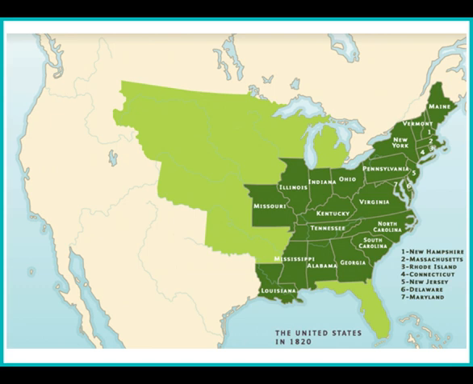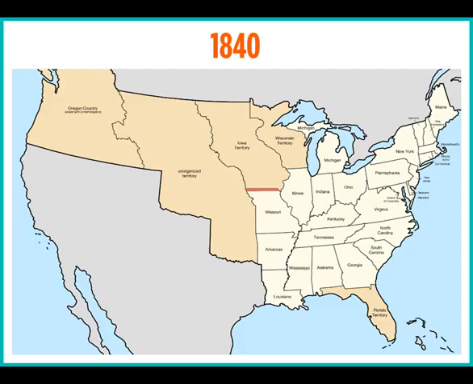Westward expansion was the period of time when the U.S. wanted to expand their territory from the East Coast to the West Coast. This period of time started in 1840 with the idea of manifest destiny. Manifest destiny refers to the idea that the U.S. had the right to expand their country as far west as they wanted. This idea allowed the U.S. to justify their expanding borders.